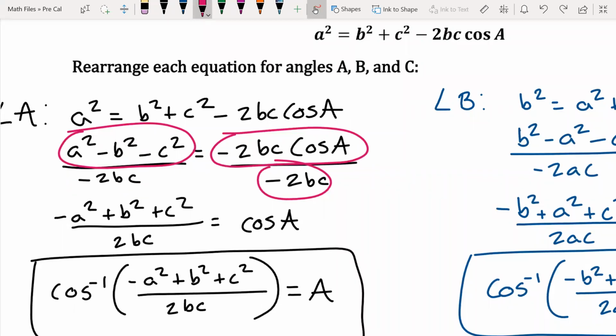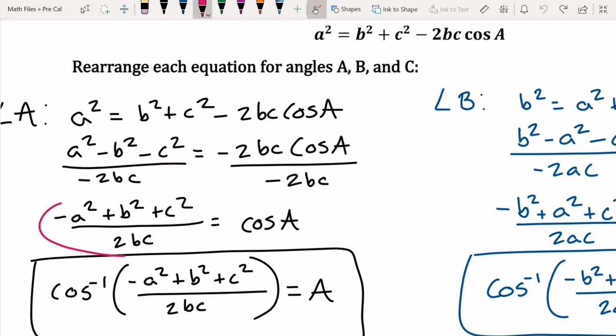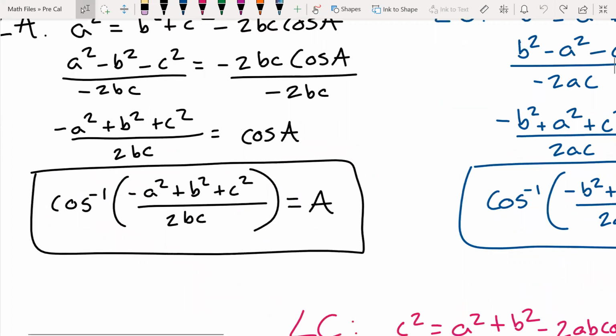Okay. And then after you do that, you would get A squared minus B squared minus C squared over negative 2BC, but you would take this negative, move it to the top, and then our final result would be negative A squared plus B squared plus C squared over 2BC equal to the cosine of A. And then to get angle A all by itself, you would apply the what? Inverse cosine. The inverse. Good. You would apply the inverse, and you'd get the inverse of all of that equal to angle A.